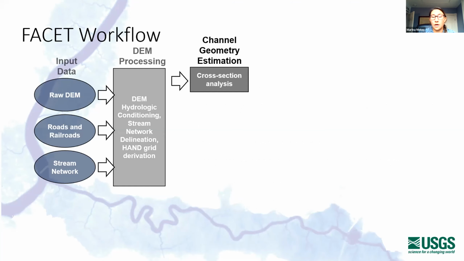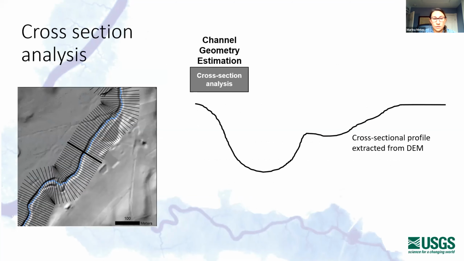The first method of identifying stream banks is through this cross-section analysis. This image on the left shows cross sections that are drawn fairly frequently across the entire stream network, spaced every 9 meters apart. And this is an elevation profile that's pulled out of one of these cross sections.